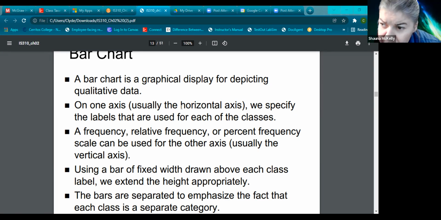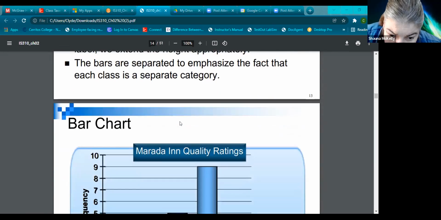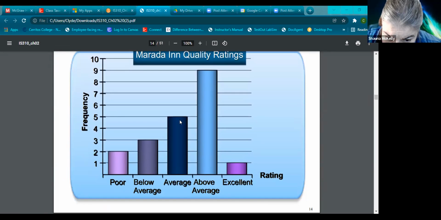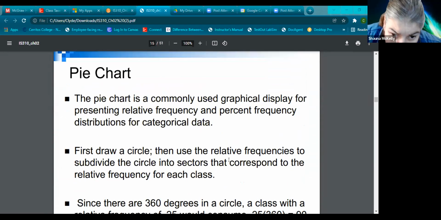Okay, so this is pretty self-explanatory if you know what a bar chart is, and we've done enough of these to know, but the biggest thing is it's qualitative data. So here you have the ratings at the bottom, and then you have the frequency, okay? So that's pretty much a bar chart. A pie chart, we were doing this the other day. You can use relative frequency, again, categorical data. That's important, okay? These displays, bar charts and pie charts, are for categorical or qualitative data.